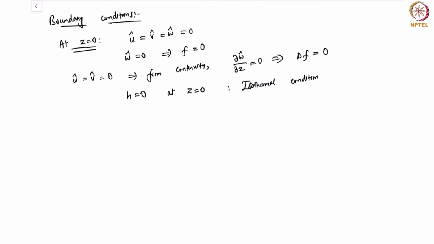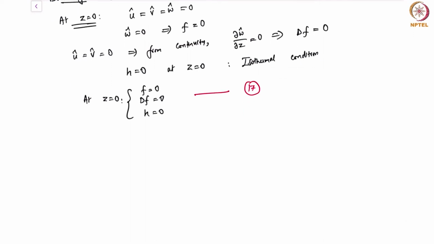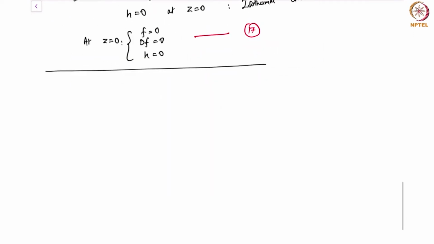Let's summarize this again. At z equal to 0, we have F is equal to 0, DF is 0, and H is 0. Let's give another label for them. This is 17. Now we will have to derive the conditions at z equal to 1. At z equal to 1, the easiest one is to start with the normal velocity.